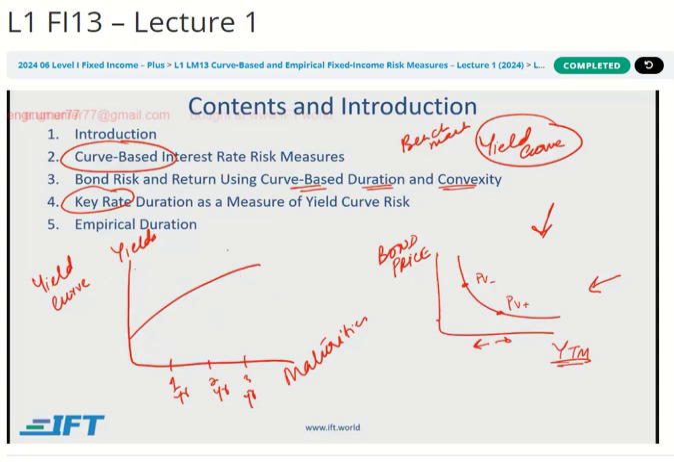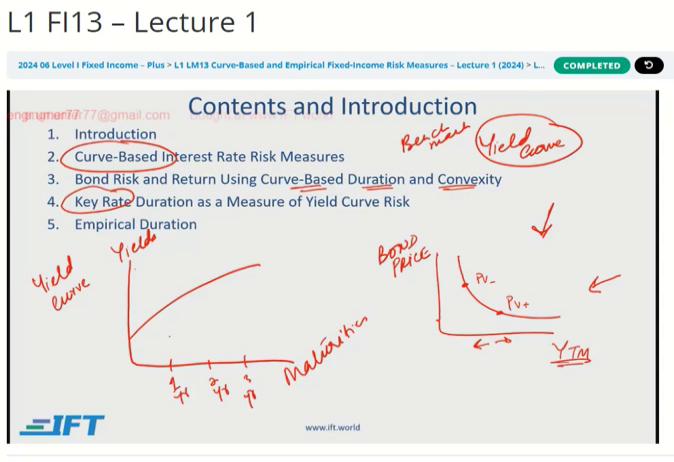This doesn't happen in reality. You can have the middle end going up, you can have the short end going up, you can have the long end coming down, right? So a lot of different types of yield curve shifts are there. And that's why it's important for us to realize how sensitive is our bond portfolio with respect to each different maturity. So that's why we look at the key rate duration.